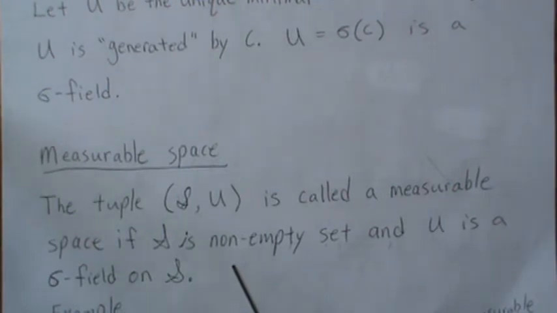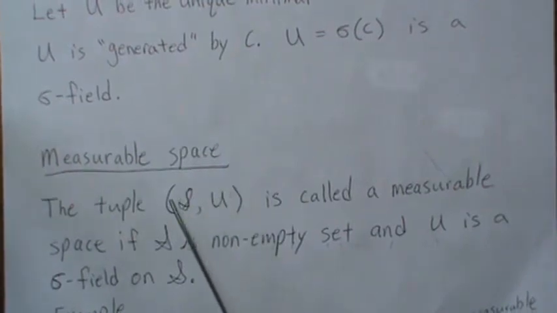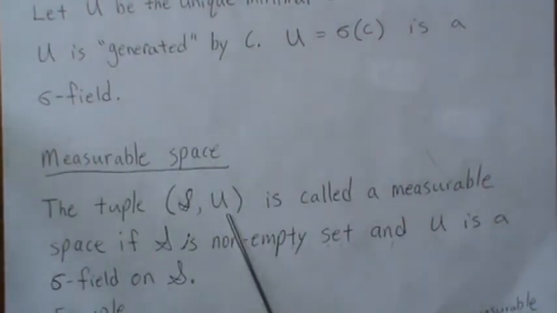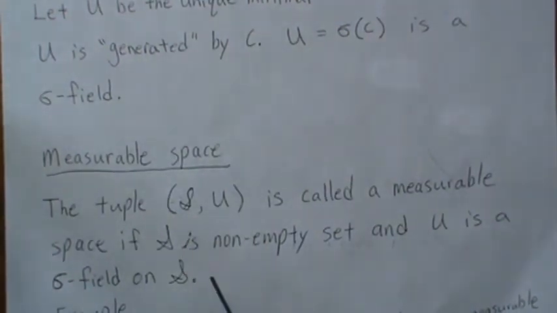Okay. And so S is non-empty. It has to be non-empty, and U is a sigma field. Note there's no measure or probability measure associated with this. But if we can set up these two requirements, now we can put a measure on it. It's called a measurable space.